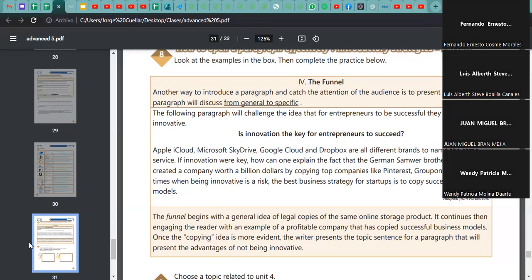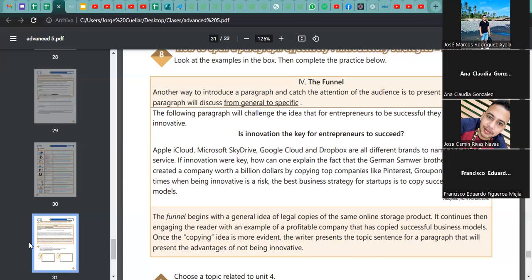Not possible. Luis Albert Steve. Not possible. Juan Miguel Brand. Not possible either. Wendy Patricia. Everybody is outside now. Jose Marquez. Okay. Okay.